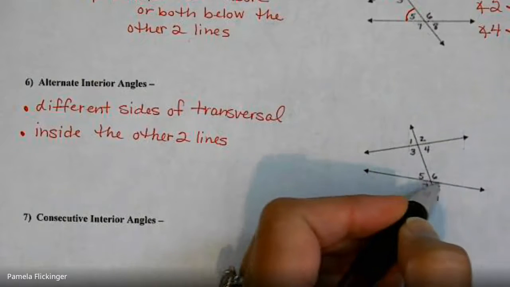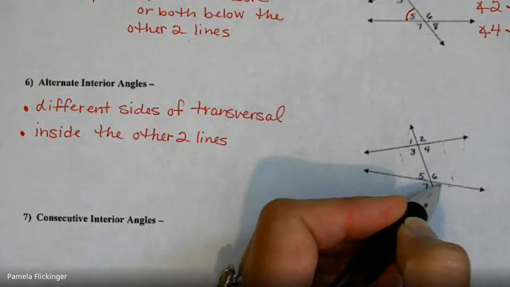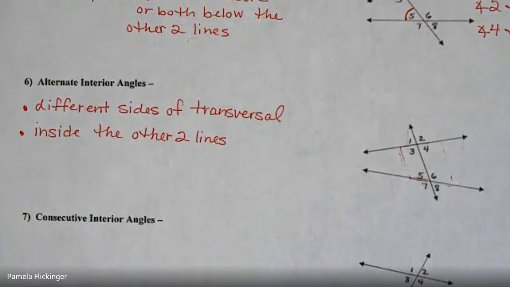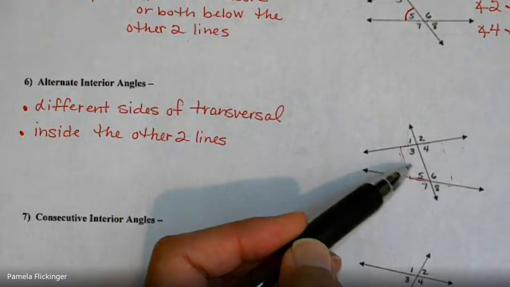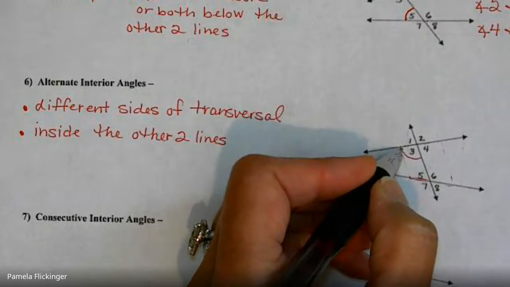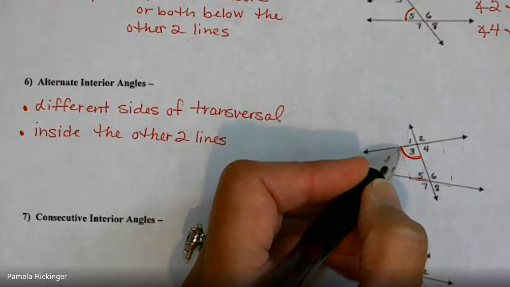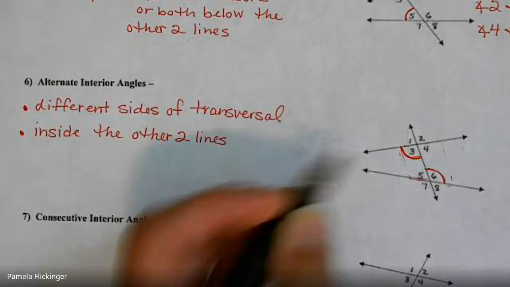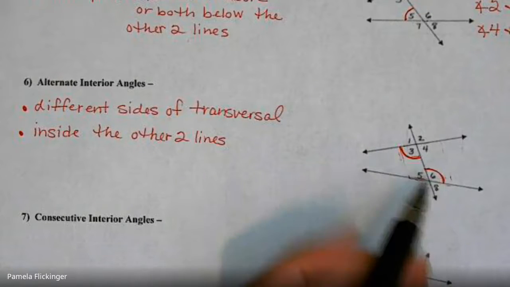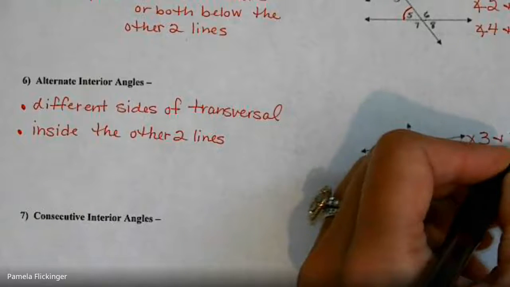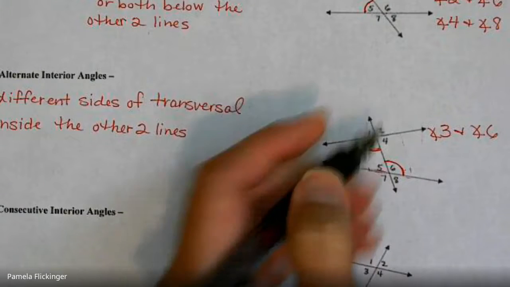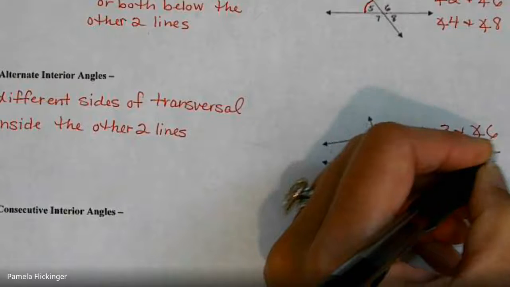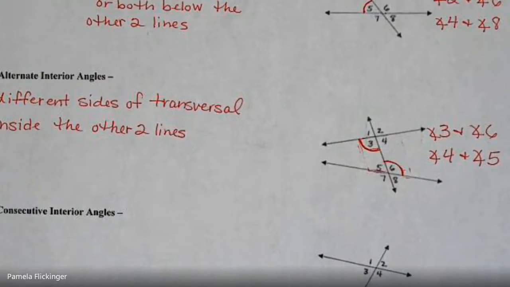Notice 3, 4, 5, and 6 are my interior angles. They are inside these 2 lines. If I want them to be inside, but also on different sides, then that would be angle 3, and then down here in this cluster would be angle 6. They are on different sides, but both inside. So angle 3 and 6 is 1 pair. And the other alternate interior angles would be 4 and 5. So there's only 2 pairs for alternate interior.